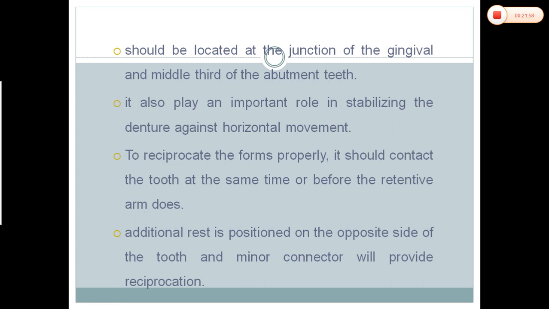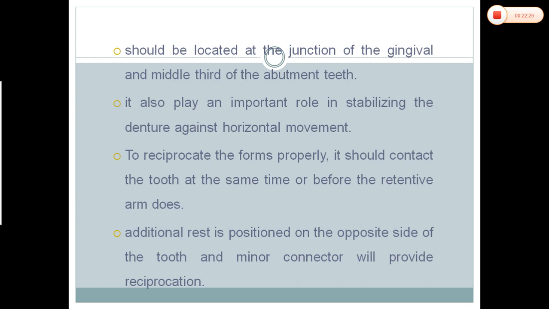And it should be located at the junction of the gingival and middle third of the abutment tooth on the opposite side. So the reciprocal arm is always positioned above the height of contour at the junction of the middle third and gingival third of the tooth. It plays an important role in stabilization of the denture base against horizontal forces. To reciprocate the forces properly, it should contact the tooth at the same time as or before the retentive arm does.